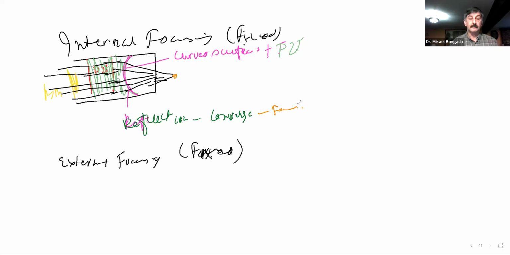Did you guys get that? So the curved surface of the PZT causes sound waves to refract and converge to reach a focus. Exactly. Okay.